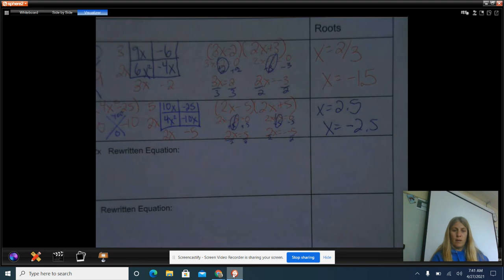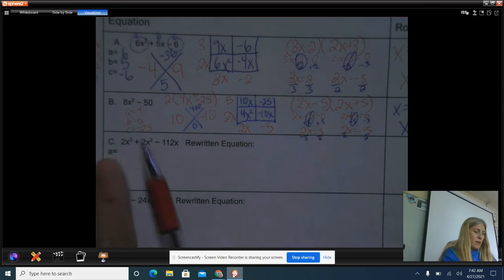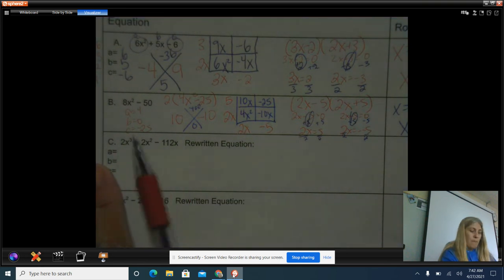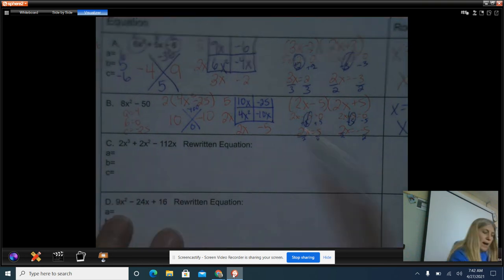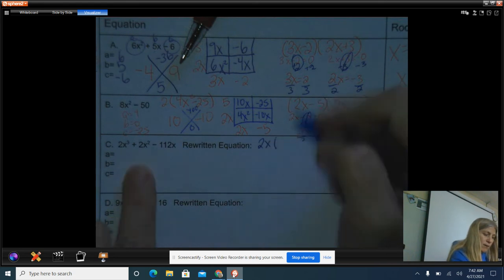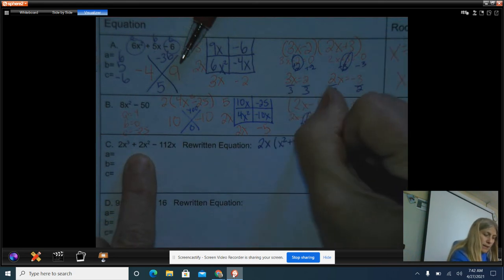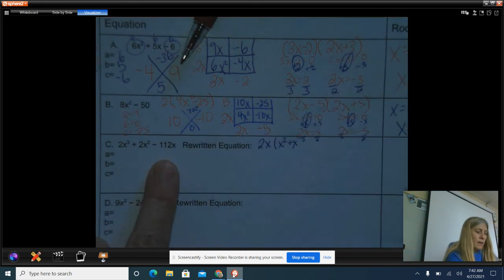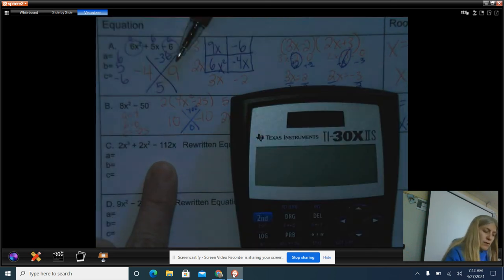Okay, let's go ahead and move on to problem number 3. So I have a couple things that I need to take out first. Notice that they're all divisible by 2, but I have extra x's in. I have x's in all of them, so I'm actually going to take out 2x. So what I have left here is x squared, and then here I have plus x, and then I have 112 divided by 2.